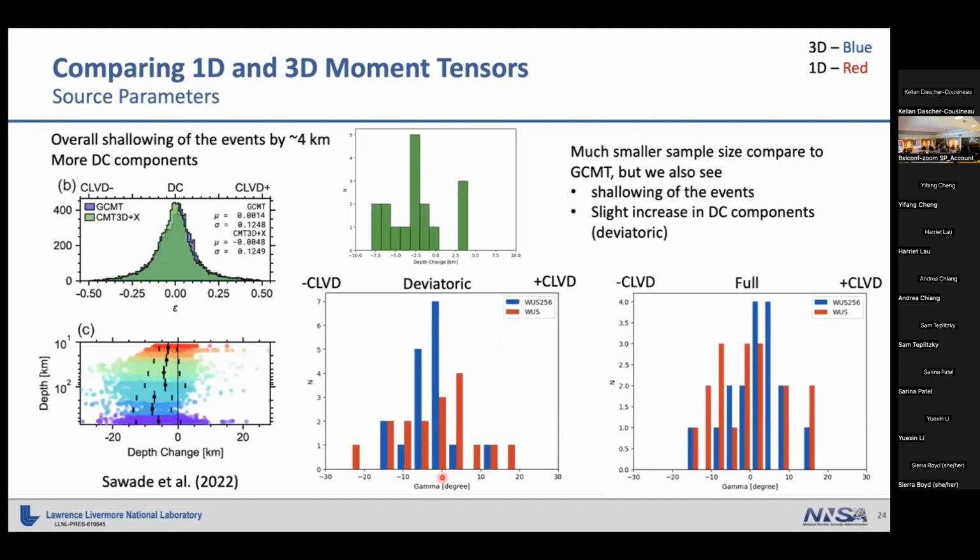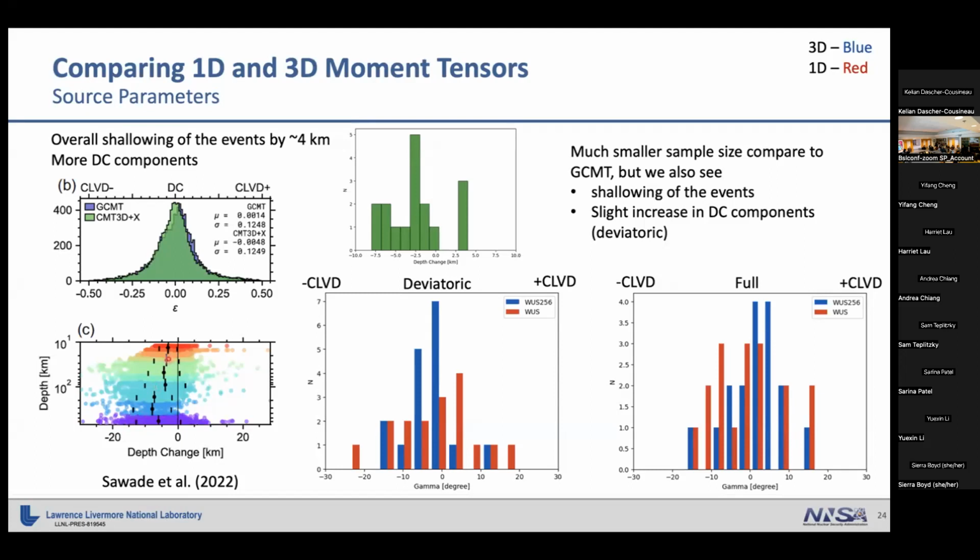And here is going back to what's changed between the 1D and 3D. As we were working on this project, another paper came out this year where GCMT did a comparison of 1D and their 3D moment tensors. On the left hand side, I'm plotting one of their figures from the paper. The first thing they observed is an overall shallowing of the events by 4 kilometers, which is the bottom part here. So depth change went in the negative direction.